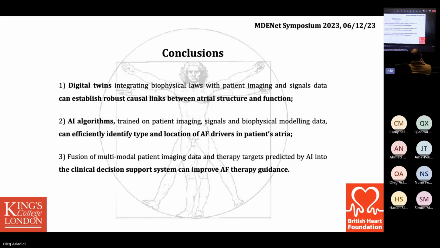Yeah, and the final conclusion is that digital twins can be used first and foremost to establish robust links between atrial structure and function, and that's what we want during clinical decision making. But then in order to make these predictions efficient, we can use AI to help identify patient treatment strategies on the side, very quickly and very cheaply.